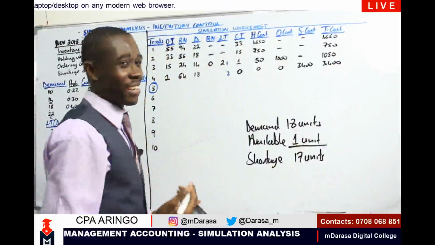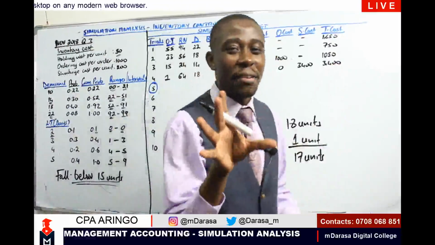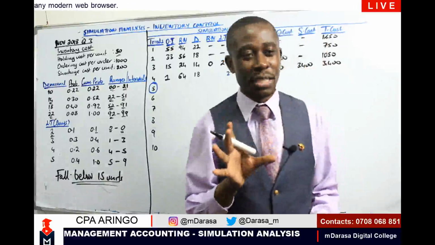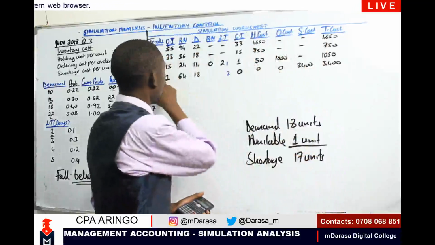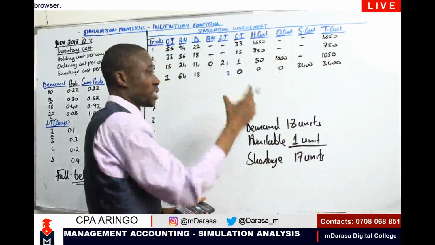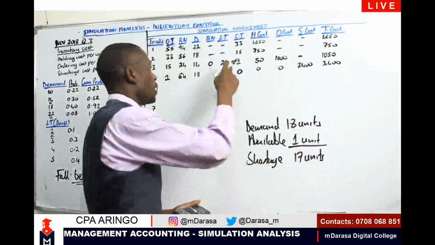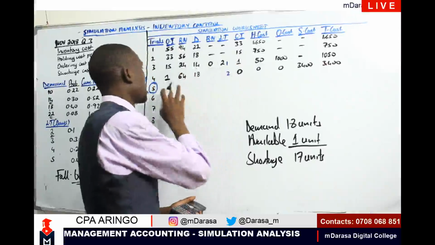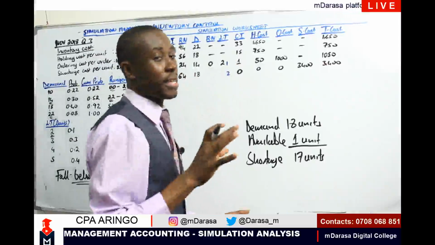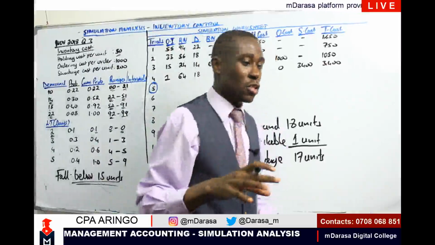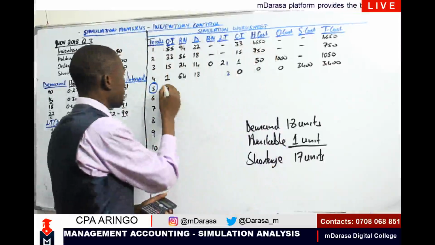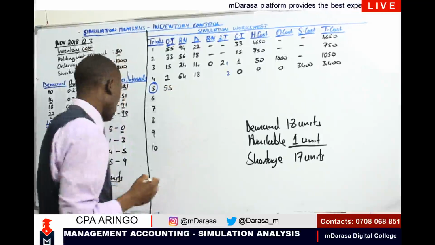Consider day 5. What will we be having? Day 5, we are receiving our goods. Because we made an order in day 3, which in that case I was to receive these goods after 2 days. So day 1 elapsed, day 2 elapsed. So when it comes to the 5th day, I'll be receiving these goods. And the goods that I'll be receiving, I should be talking of 55 units.